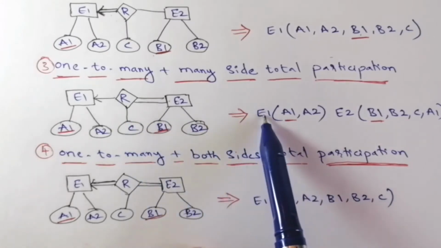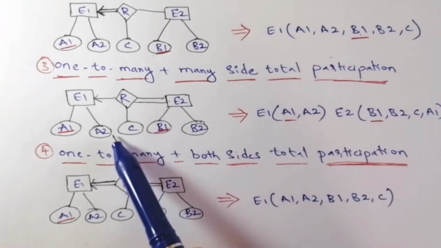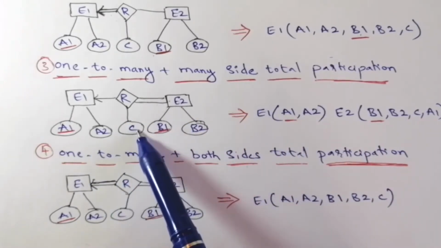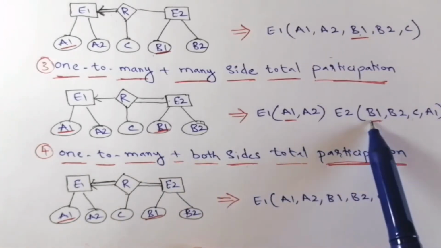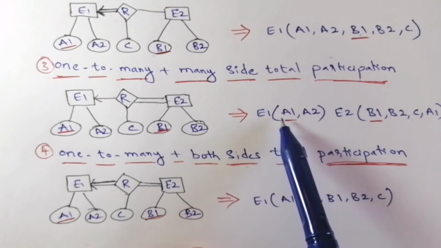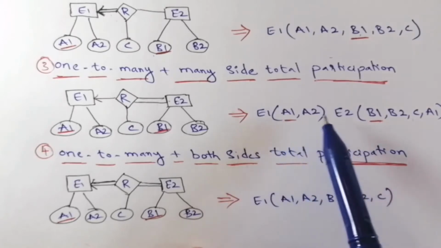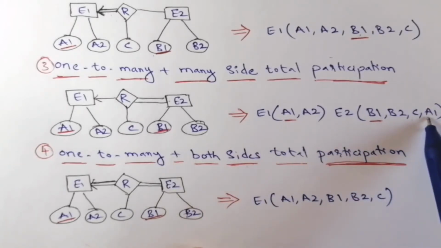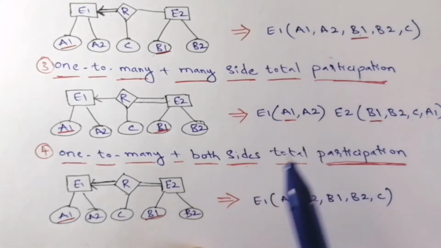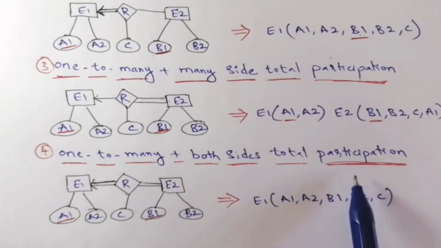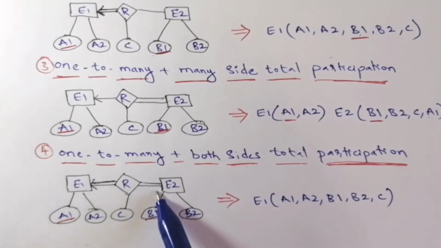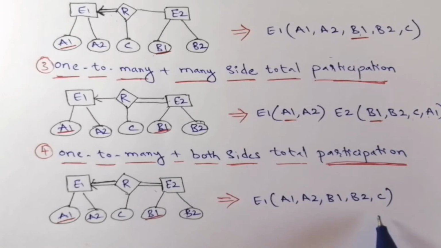So E1 of A1, A2, and E2 is going to absorb A1 and C and B1 and B2, right? So B1 will be the primary key of E2, A1 will be the primary key of E1, and A1 will stand as the foreign key, right? So this is the case. And one to many with both side total participation. So we have total participation on the one side and also on the many side. In this case, only one relation is sufficient.